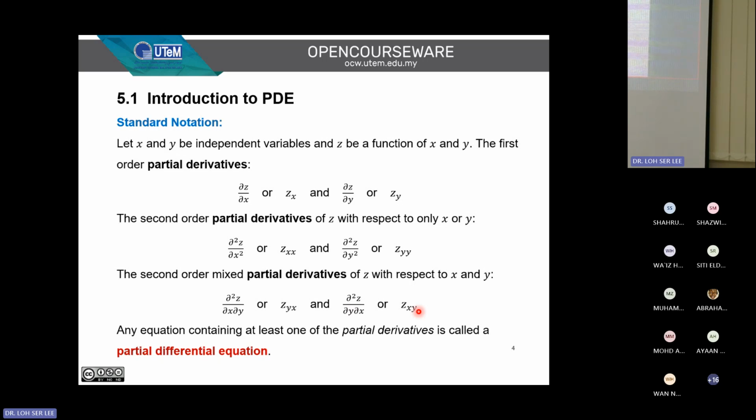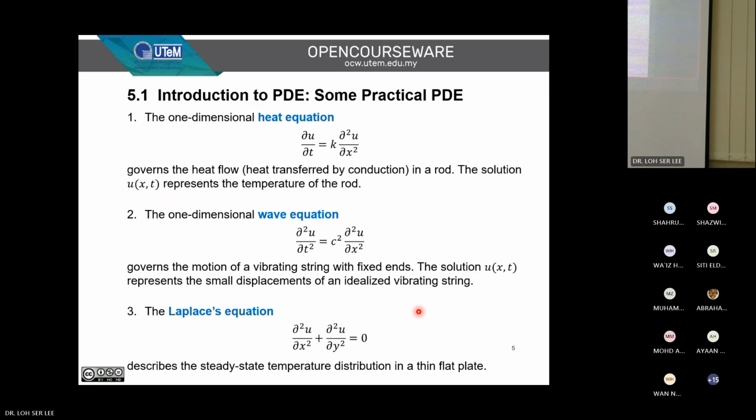So any equation containing at least one partial derivative is called a PDE, partial differential equation. In this PDE chapter, we will look at mainly two applications. Three are listed here, but we will just focus on the first two, the heat equation and the wave equation.